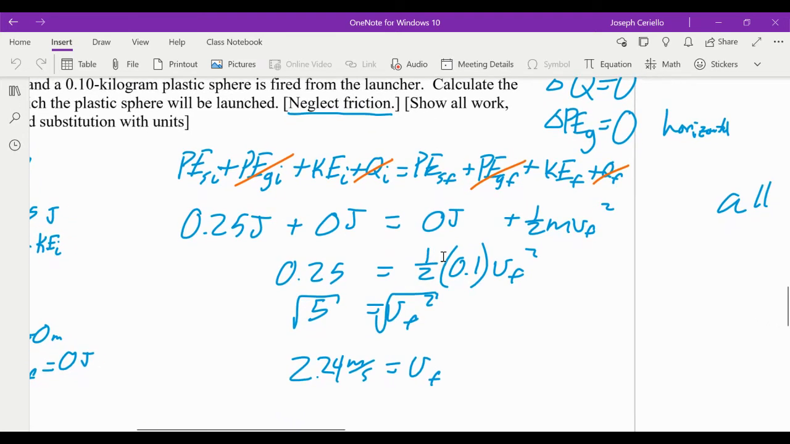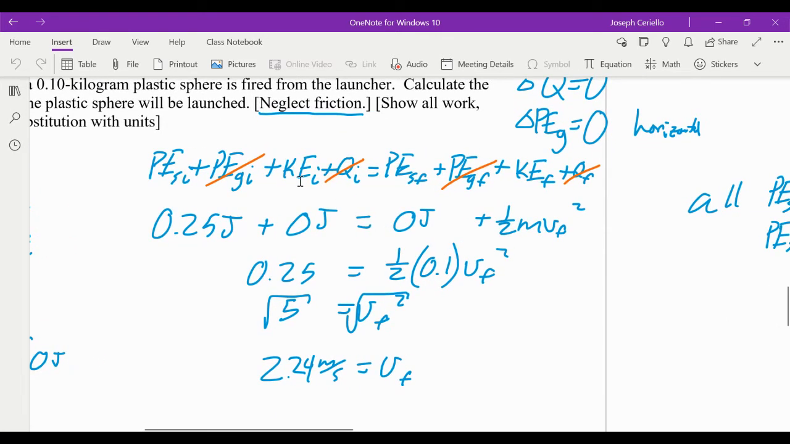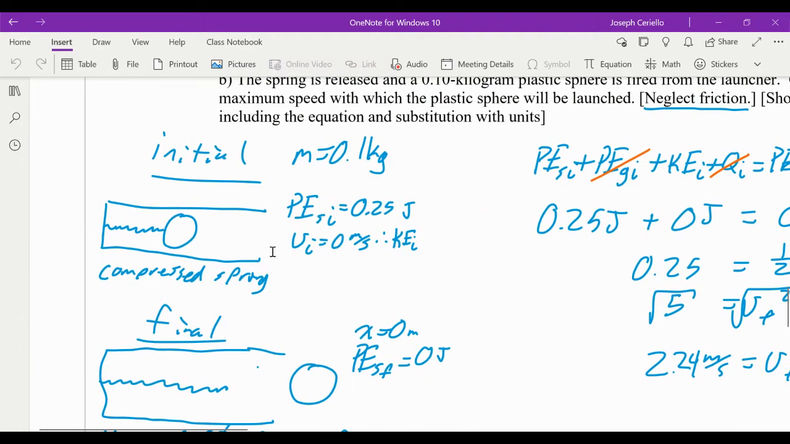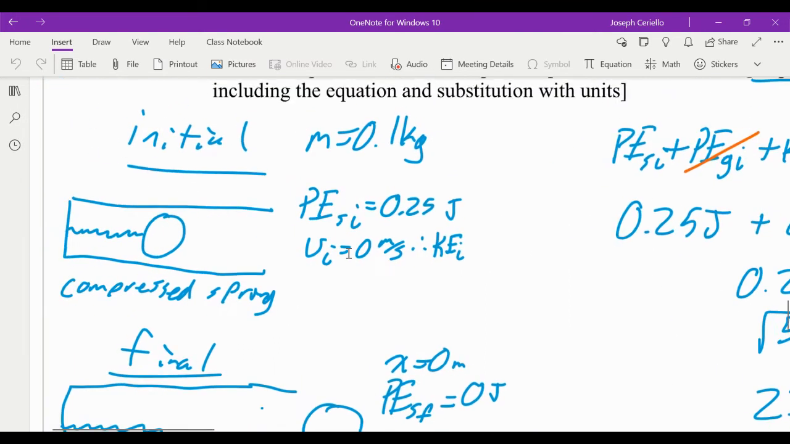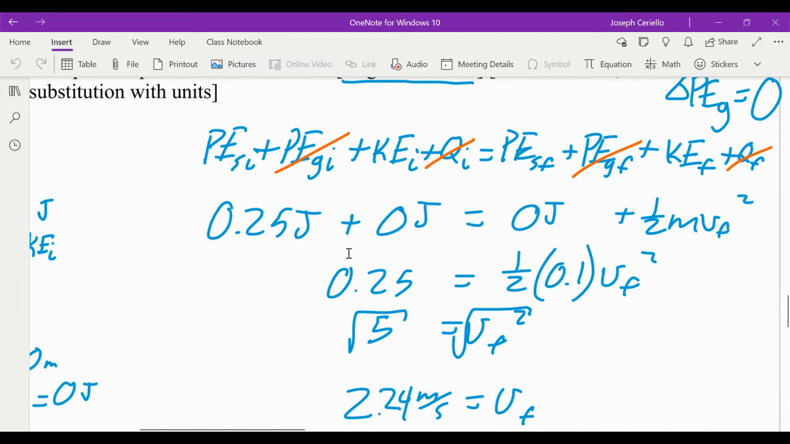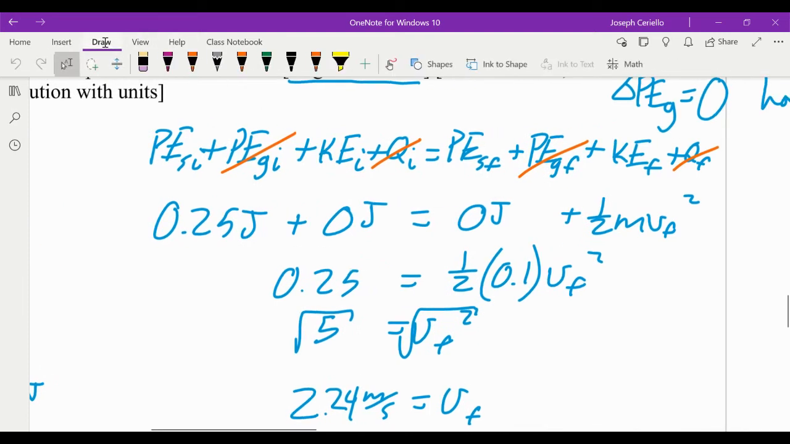Now let's look at the initial kinetic energy of the system. The initial kinetic energy of the system before it's fired is 0, because the initial velocity is 0. So the only thing you're really left with on the left-hand side is the initial spring potential energy. Let's cross out everything else. Should have crossed those out before.